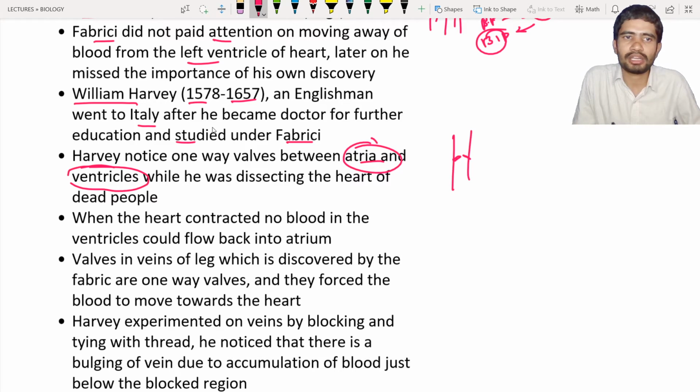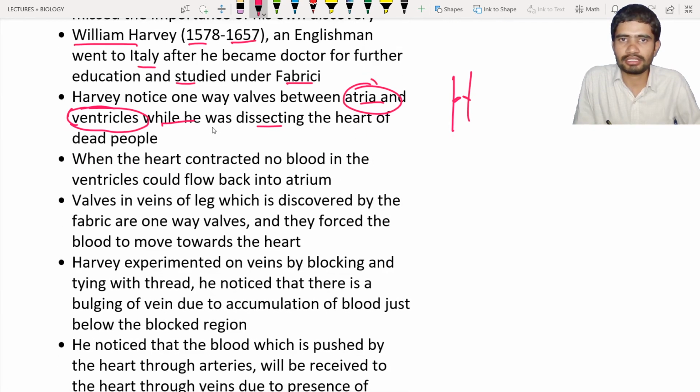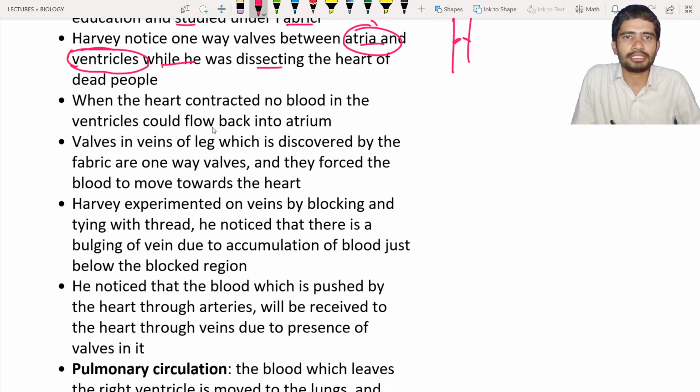Just now we have discussed these walls between the ventricles. What are these walls? Auriculoventricular walls. It means the walls are present between the auricles and also the ventricles. They are present in the muscular septum. While he was dissecting the heart of dead people, doing these experiments, he found that when the heart contracted, no blood in the ventricles could flow back into the atrium. So the walls in the veins of the legs, which were discovered by Fabrici, were one-way walls, and they force the blood to move towards the heart only.